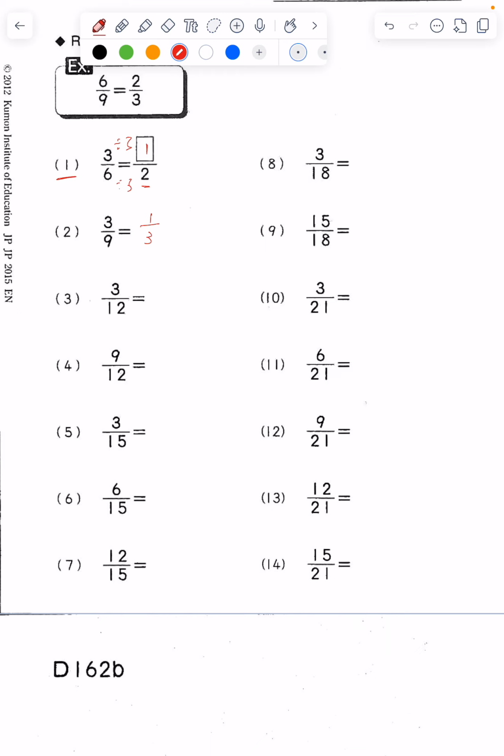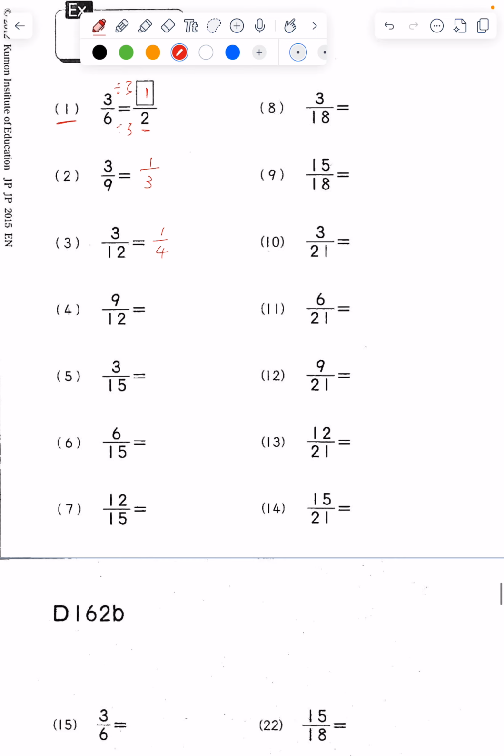What about number 3? Is this one going to be 1 over 6 or 1 over 4? What do you think? What's 12 divided by 3? 4. Exactly, right? Okay. All right, so what about number 4? 3 by 4, no problem.